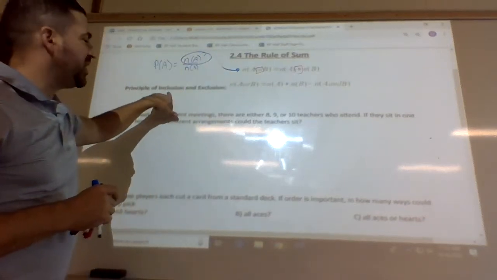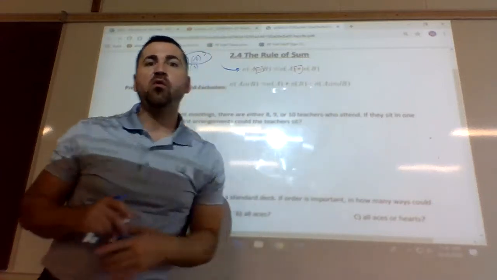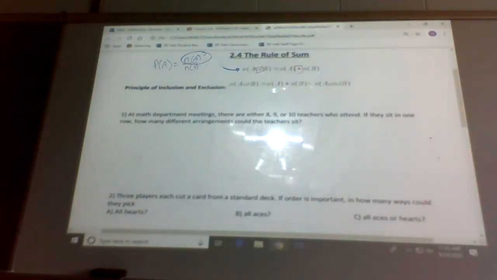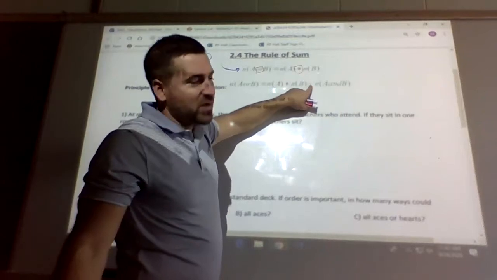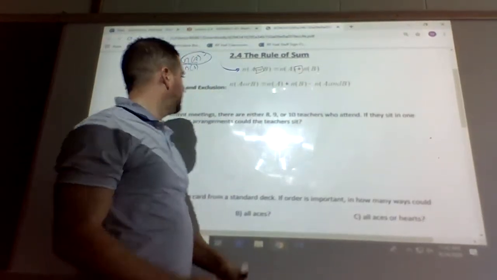But then we have the inclusion and exclusion, which is the same thing, but again, we're subtracting any overlap. So we have the same formula here, the or, but again, we subtract if we have any overlapping answers or things that we've counted twice.